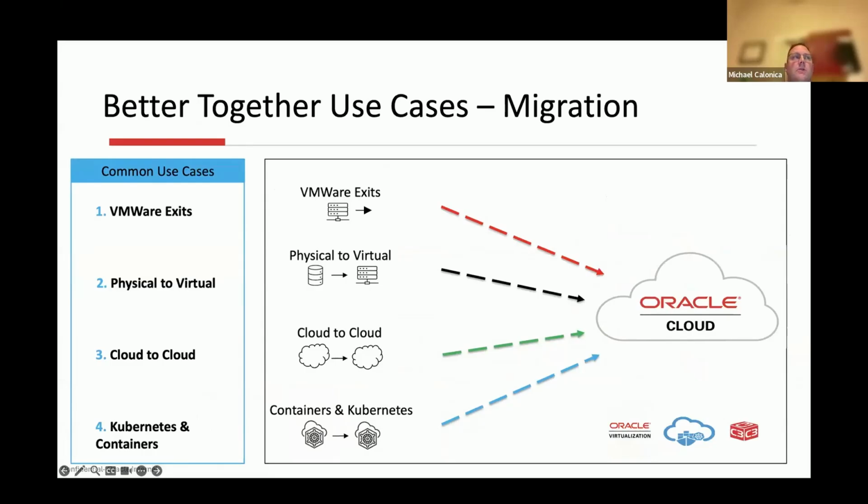And it really breaks down into a few different categories, right? One is kind of around these VMware transitions that we're seeing into distributed cloud and Oracle Cloud. Then we see a lot of physical to virtual migrations, as well as any cloud into Oracle Cloud. And then, of course, other containers and Kubernetes to Oracle Kubernetes. Well, let's talk a little bit more around the VMware transitions we see and how that works.